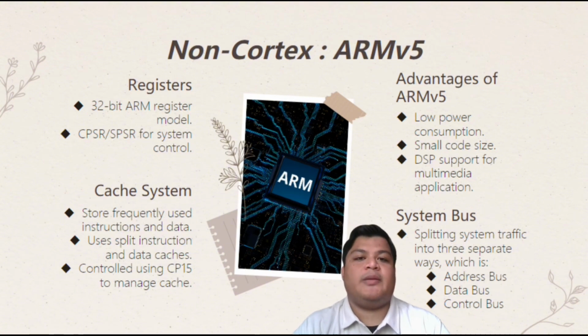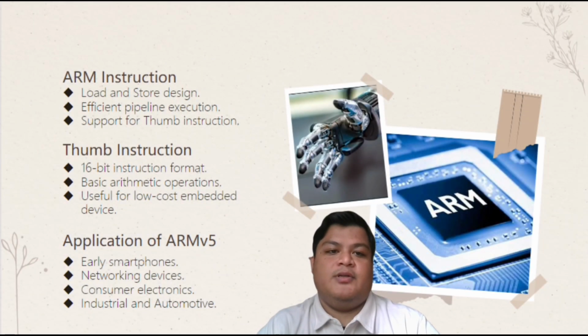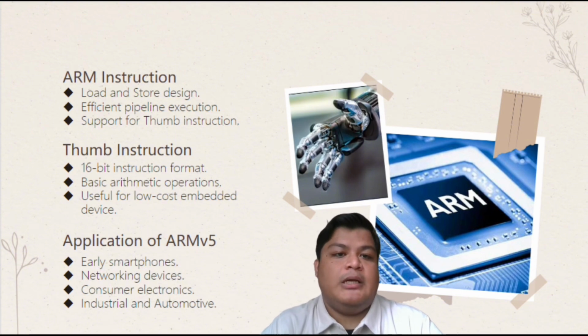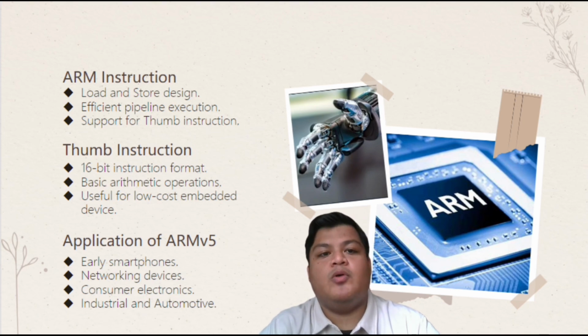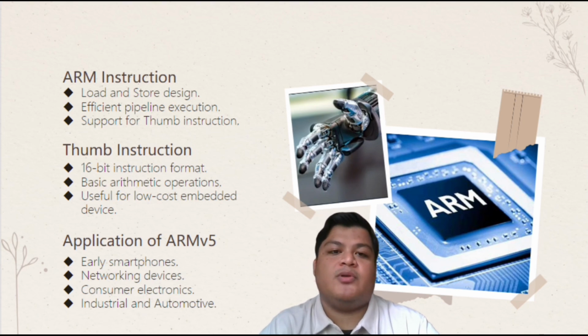Okay, so this slide explains ARM version 5 instructions and their application. So the first, ARM version 5 uses a load and store design where the data is moved between memory and registers before processing. It also supports efficient pipeline execution, which improves performance.